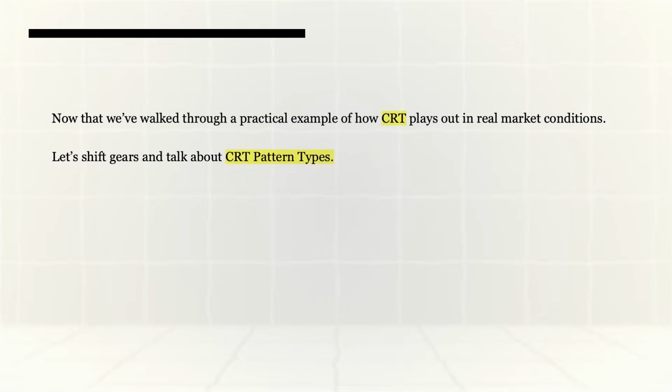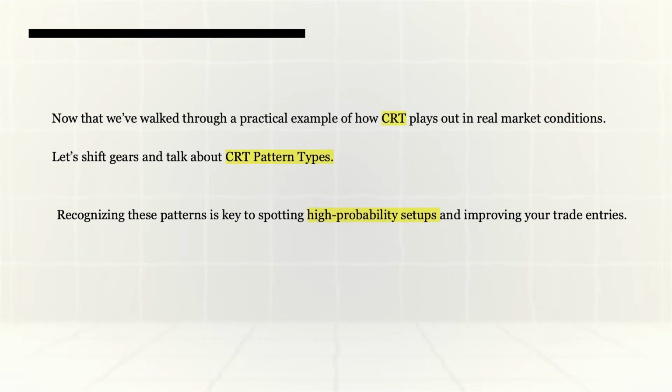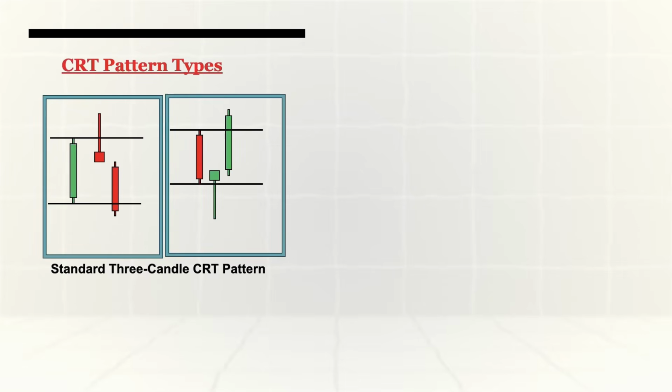Now that we've examined a practical illustration of how CRT unfolds in live market conditions, let's transition to discussing the different CRT pattern variations. Being able to recognize these formations is essential for identifying high-probability opportunities and refining your trade entries. Let's break down the primary CRT patterns you should learn to identify. We'll begin with the classic 3-candle CRT formation. This is one of the foundational structures within candle range theory and plays a central role in execution.